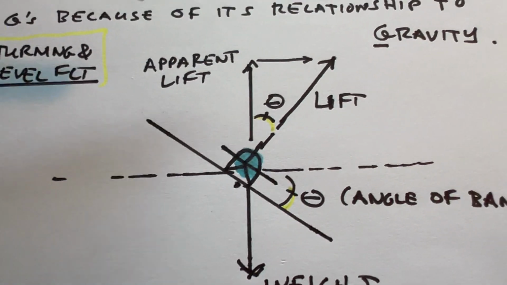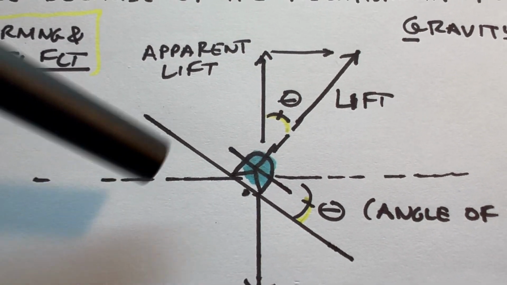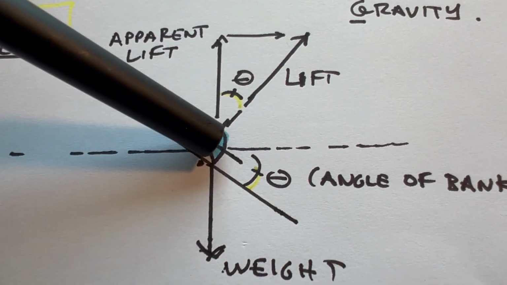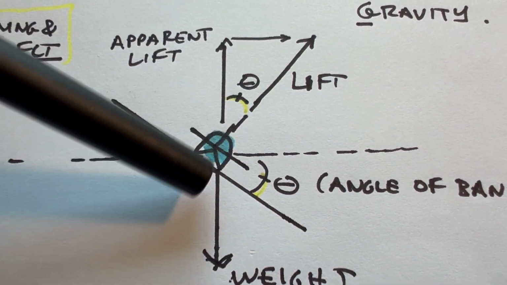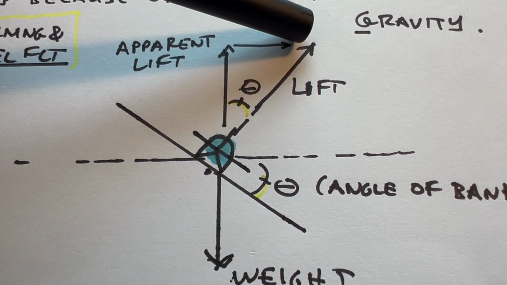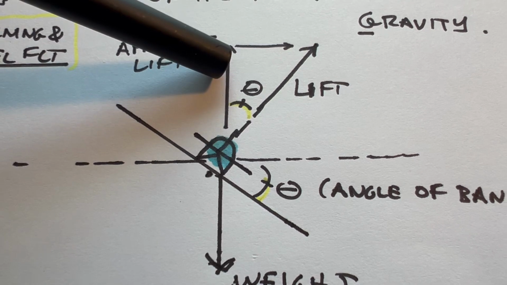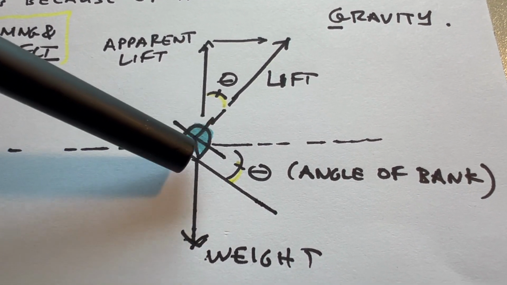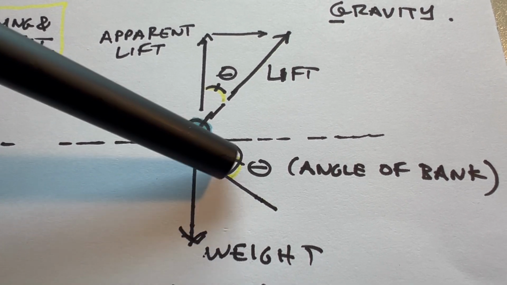Things get a little more complicated in turning flight. And again, this is at level flight. Your lift vector is greater than weight because it has to provide the centripetal force for the turn as well as the apparent lift to counter weight. I'm going to point out a couple relationships to help us here.